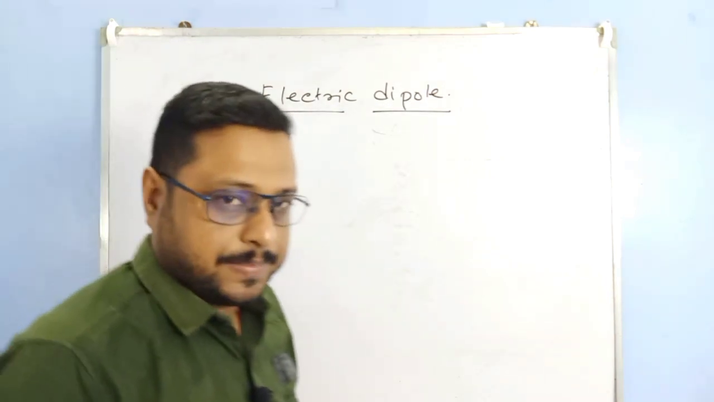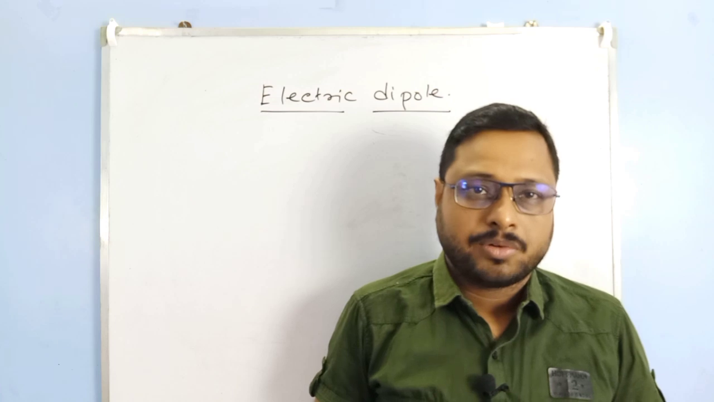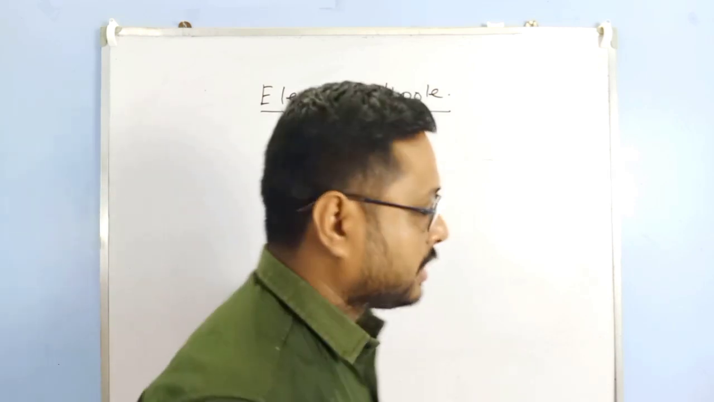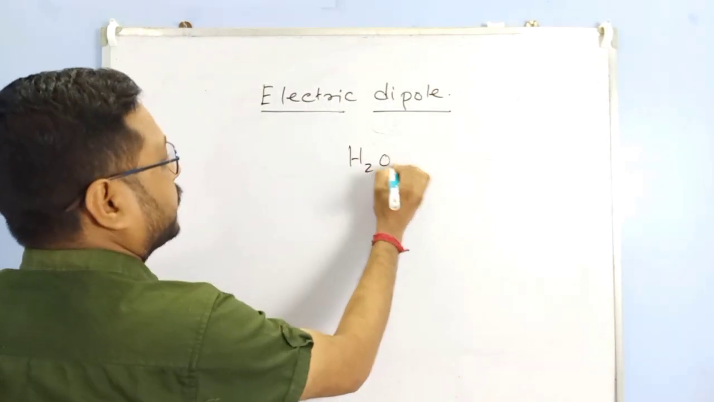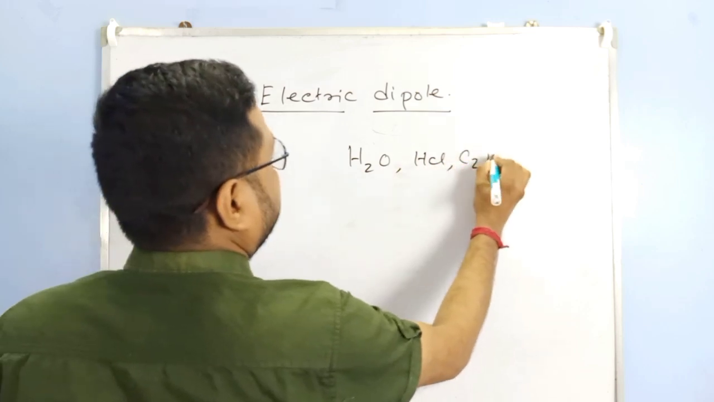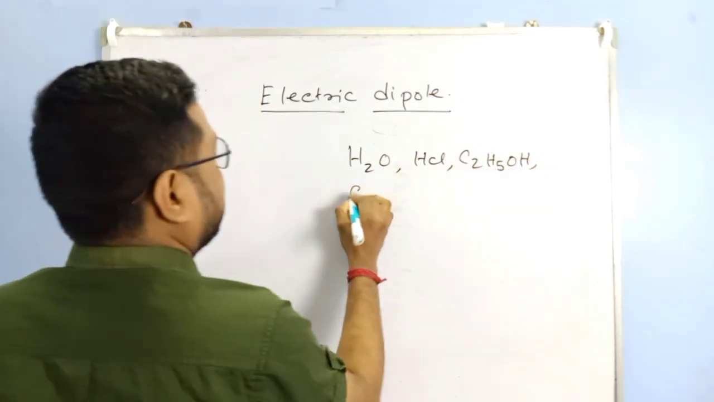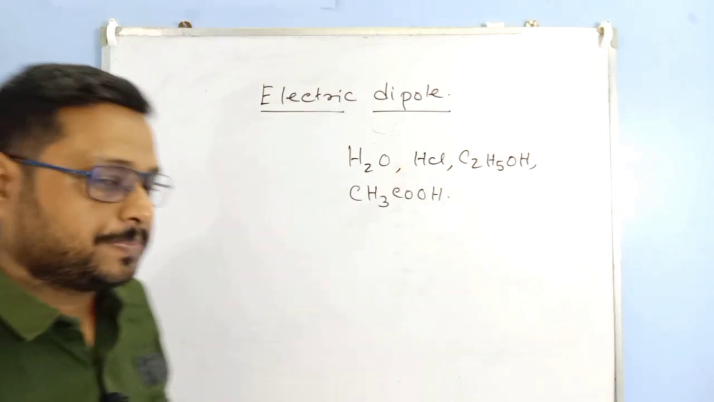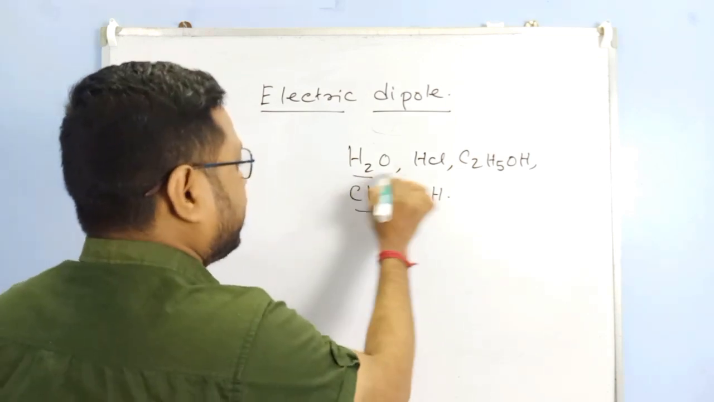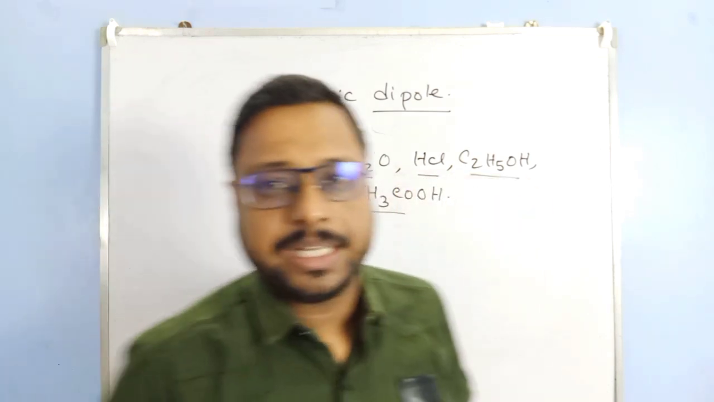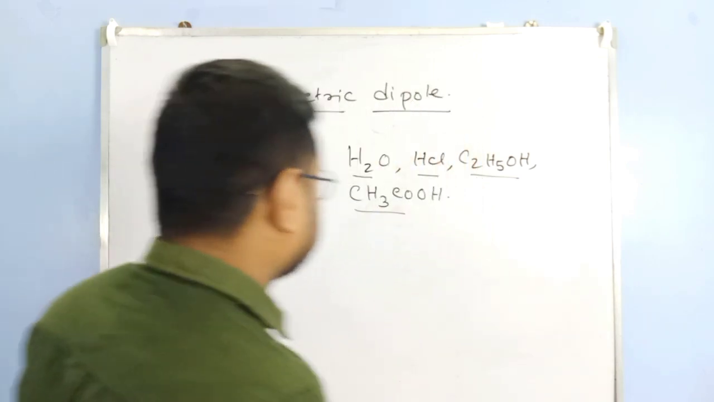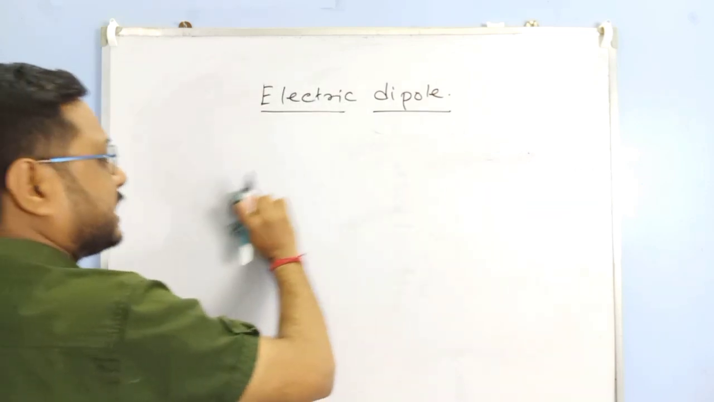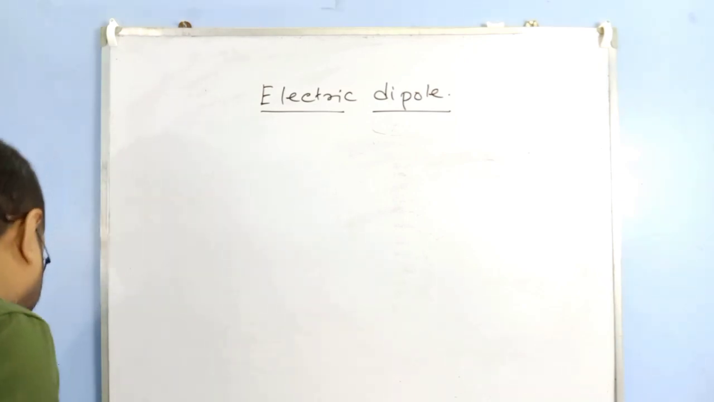What is the electric dipole and what is its necessity? In our daily life, we often see electric dipoles. Molecules like H2O, HCl, C2H5OH, that is ethyl alcohol, and acetic acid, CH3COOH, all belong to electric dipoles. Every electric dipole produces a separate electric field. We shall now discuss some special cases of the electric dipole. To know about the special cases, we first go with the definition of electric dipole.